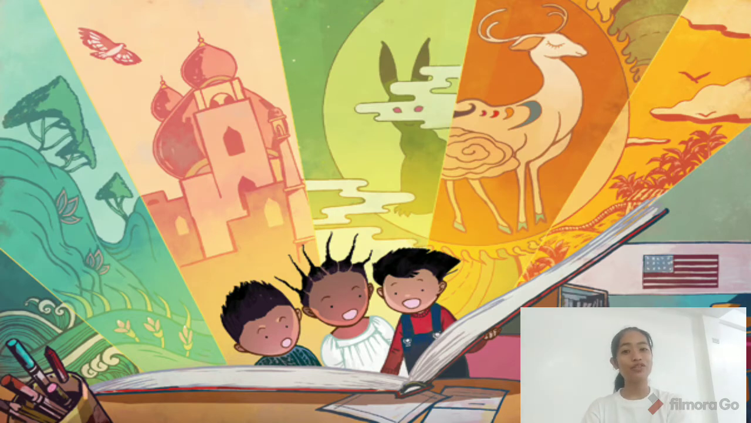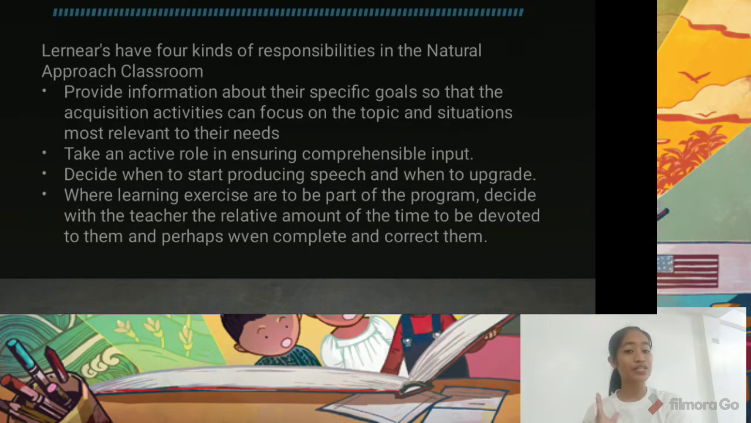Now let's proceed to the four types of learners' responsibility in a natural approach classroom. The first is to provide information about their specific goals so that acquisition activities can focus on the topic and situation most relevant to their needs. It is important for the learners to have clear goals because these goals will be the basis of what activities we must apply to achieve our goals in language acquisition.